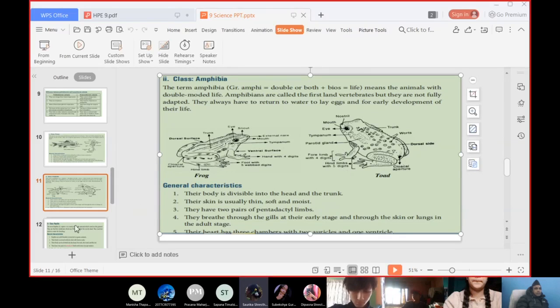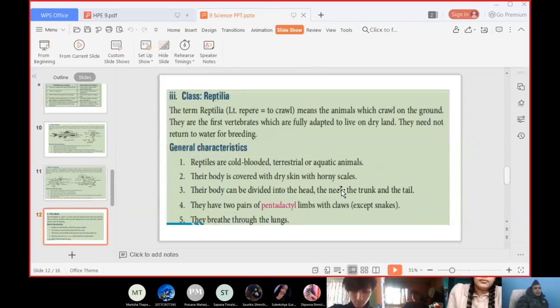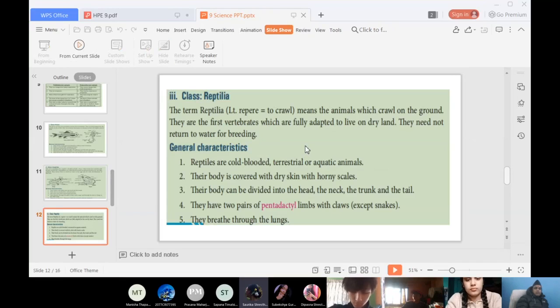Now what can you see? Reptiles. Can you see the screen, class Reptilia? Which animals come to your mind when I say reptilia? Snake, gharial, crocodile, tortoise, etc. So reptilia do not respire through skin. One thing to remember: amphibia respire through skin.